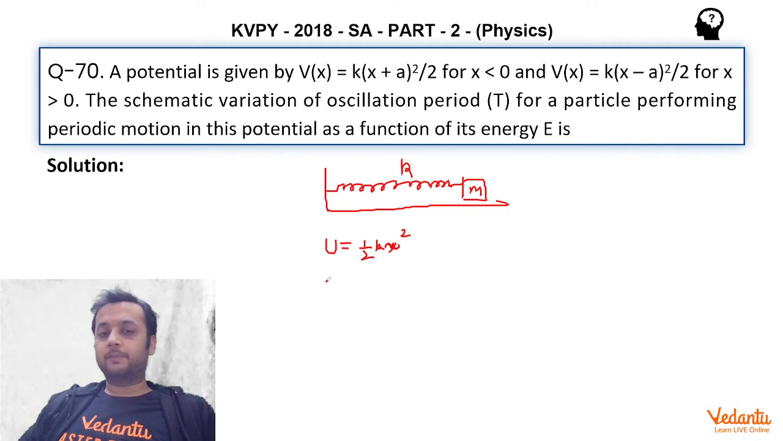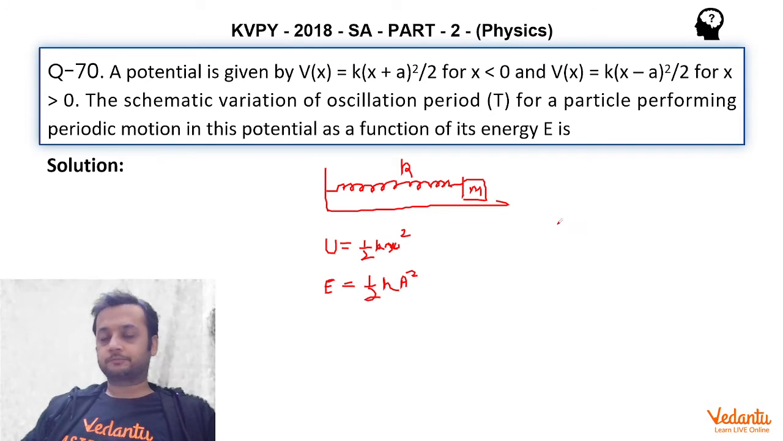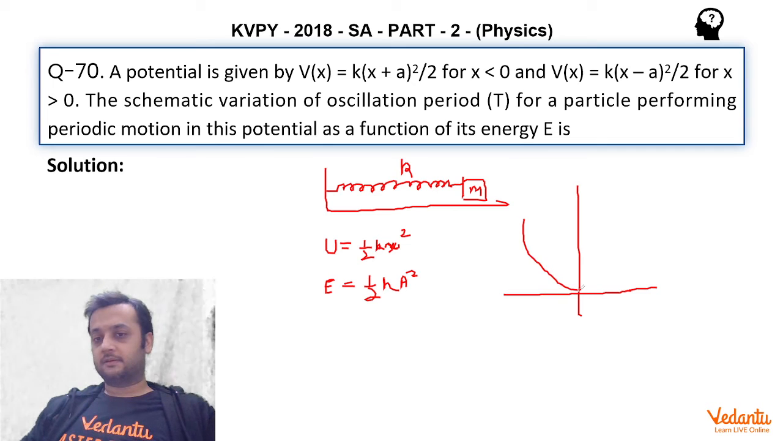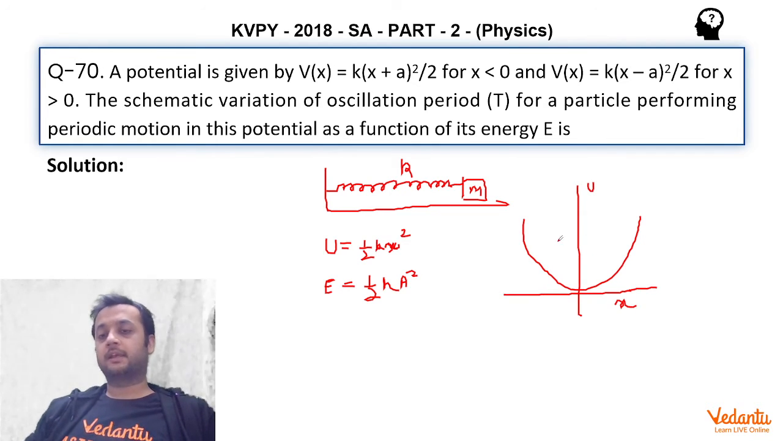If the particle has amplitude A, then the total energy of the particle, E, will be half Ka square, right? If you draw the potential energy versus x graph, it will look somewhat like this, a parabola. This is U and this is x. Now think carefully. If this is minus a and this is plus a, the particle is oscillating between minus a to plus a.